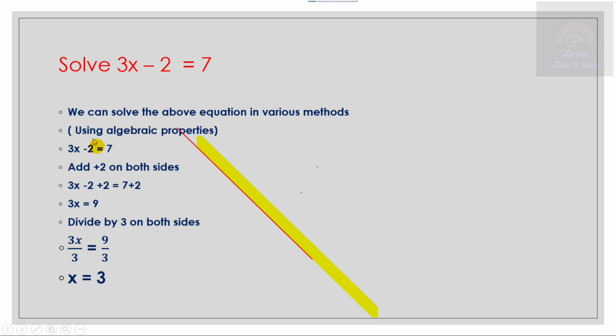So we have to get rid of this. That means minus 2. What is the additive inverse of this? Plus 2. So we'll add plus 2 on both sides. 3x minus 2 and plus 2, and 7 plus 2. Here plus 2 and minus 2 get cancelled. Here it will be 3x.